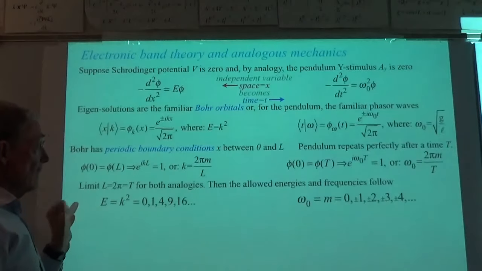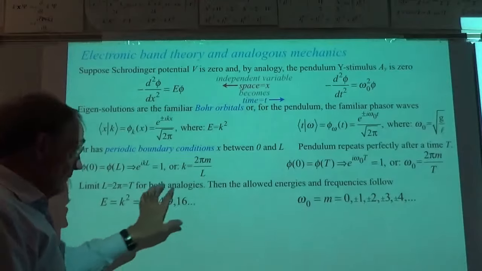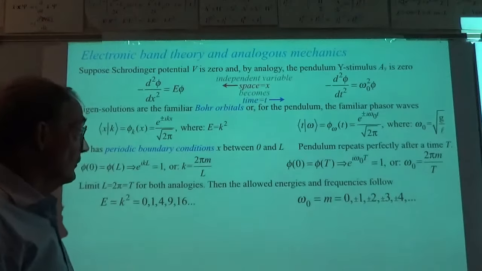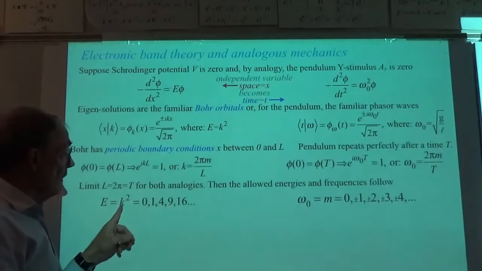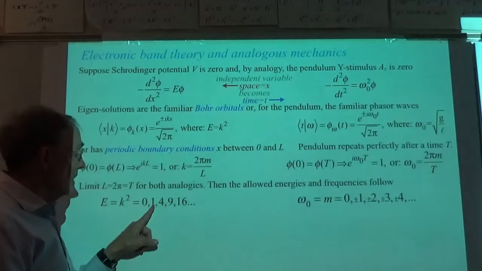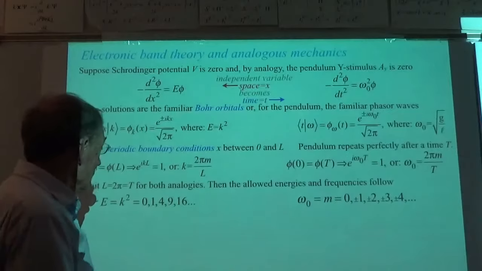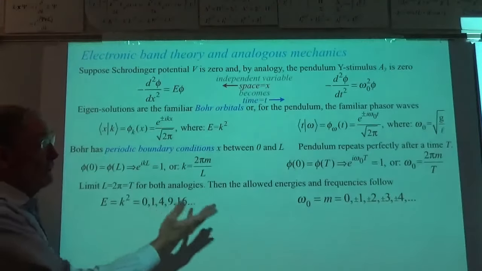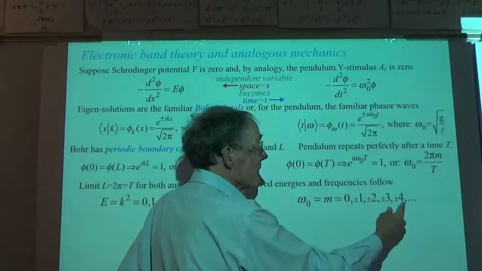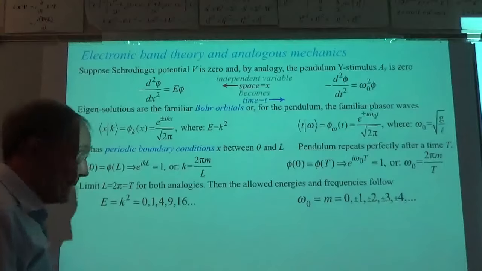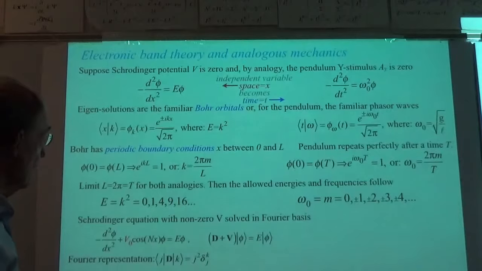And then we're going to limit both analogies to that constraint, so to speak. There will be allowed energies and frequencies. In this case, the k squared of 1 squared, 2 squared, 3 squared, 4 squared is going to be a rule here. And over here, the omega is going to be, in this time, plus or minus 1, plus or minus 2, plus or minus 3, and so forth. It's really plus or minus k there, so that's pretty much the same.